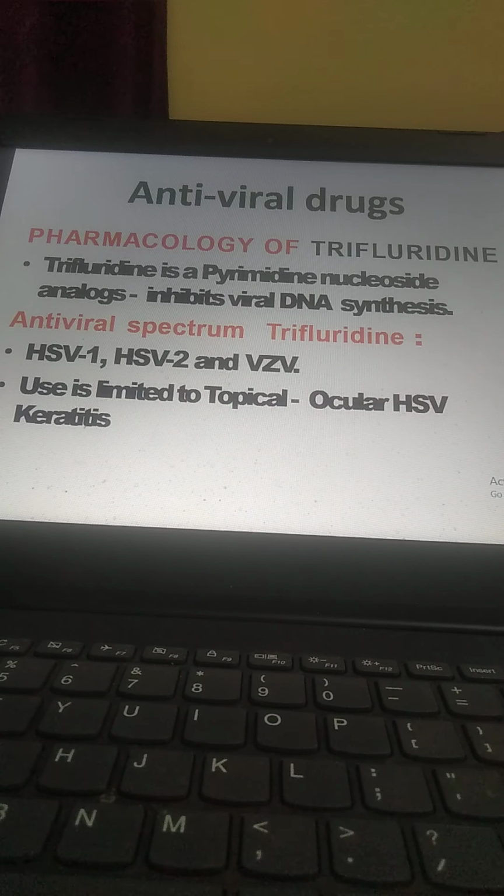So now we have the pharmacology of trifluridine. Trifluridine is a pyrimidine nucleoside analog. It inhibits viral DNA synthesis. The antiviral spectrum of trifluridine is HSV1, HSV2, and VZV. Its use is limited to topical, ocular HSV keratitis.